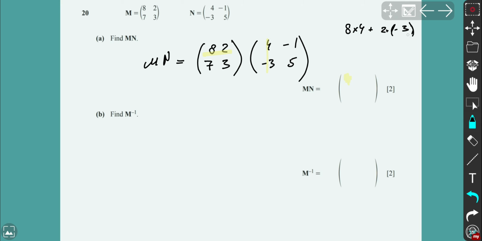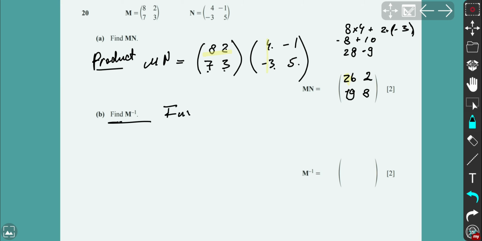So let's calculate it quick. So 32, okay, 26. I've got 26. So for the second element, you still take the first row and multiply by the second column. So what you get is 8 times negative 1, so minus 8. And 2, you multiply by 5, you'll get 10. So in total, you'll get 2. Okay, so we move next to the second row. 7, 3, you multiply by 4 and negative 3. So it's 28 minus 9, which is going to be 19. And you also do the same, 7, 3, multiplying by negative 1 and 5. So you'll get 8 as a result. Okay, that's the matrix Mn as the product. So that's the product rule for matrix multiplication.